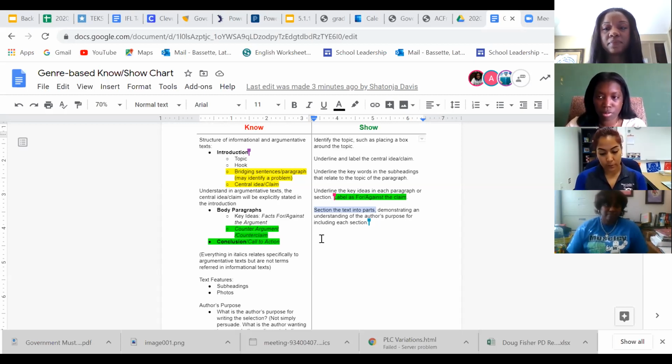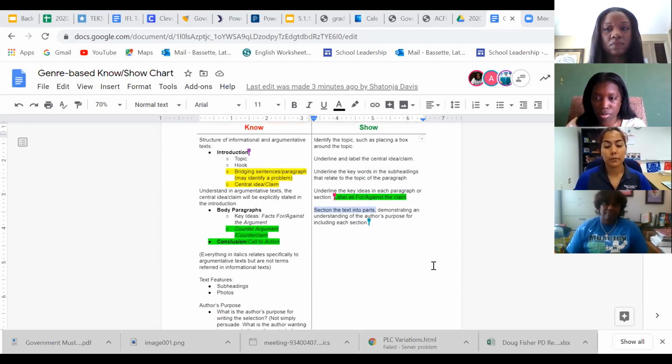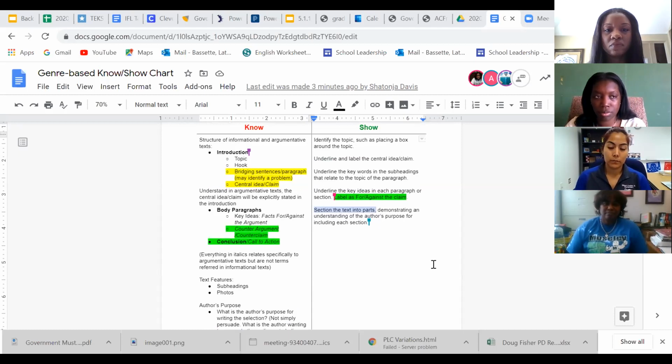And for me, I highlighted the bridging sentences that may identify the problem, because students need to know that that's where they're looking inside the introduction to hopefully show that the central idea and the claim is there as well. And I didn't label the central idea, but I should have, because I didn't highlight that in my model. So I need to go back and make sure I put that and label it there.